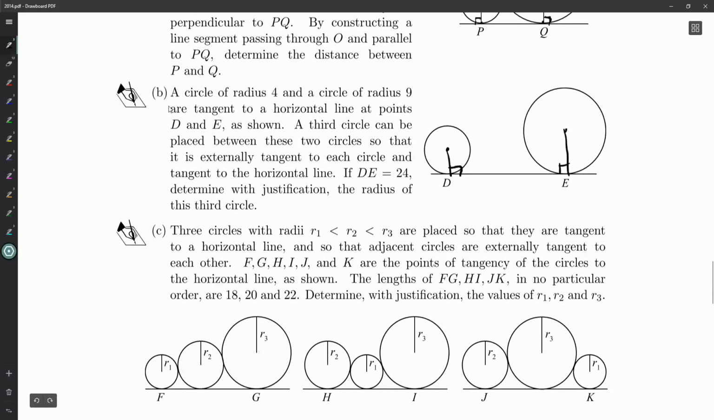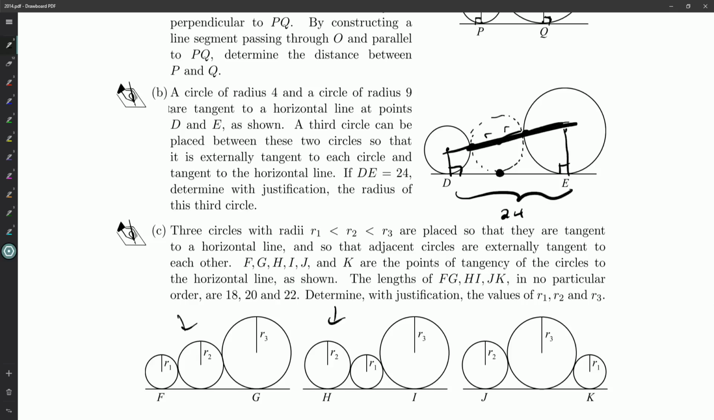A third circle can be placed between these two, so it's externally tangent to each circle. Something like that. It looks like they're doing tangent circles down here as well. So it's externally tangent to each circle and tangent to the horizontal line. If DE is 24, determine with justification the radius of this third circle. So if I had a radius of R here, we could get some other lines. Now the whole thing might not be one line. It could be, but we might get at least 2 lines, and maybe have to do 2 right-angled triangles or something to that effect. So let's see if we can draw a little picture here.